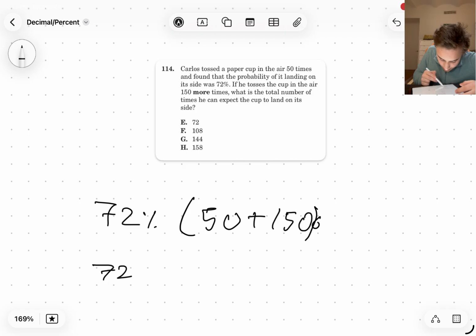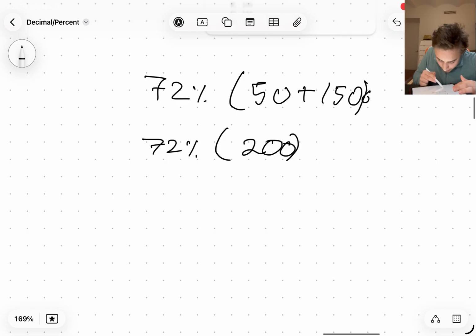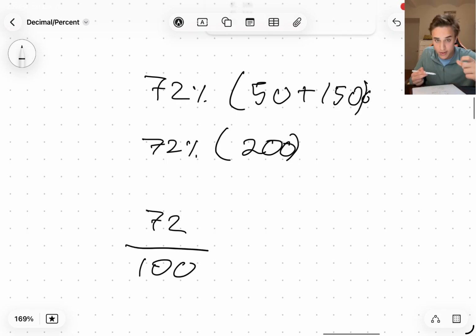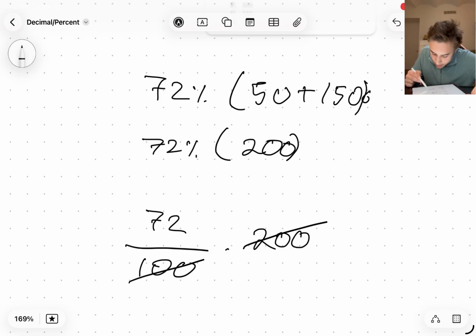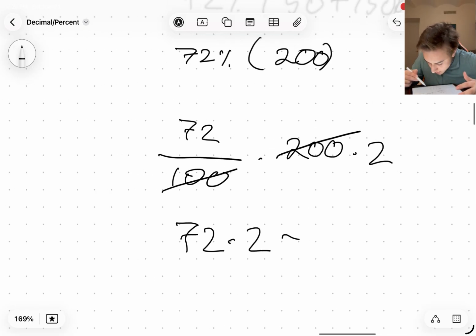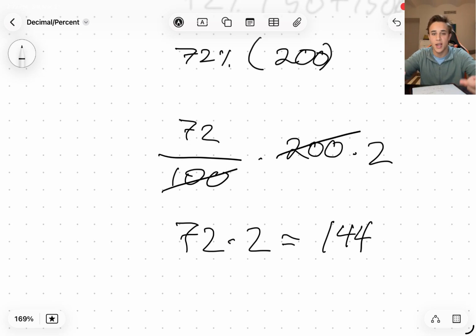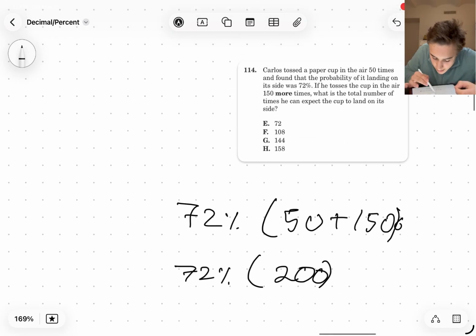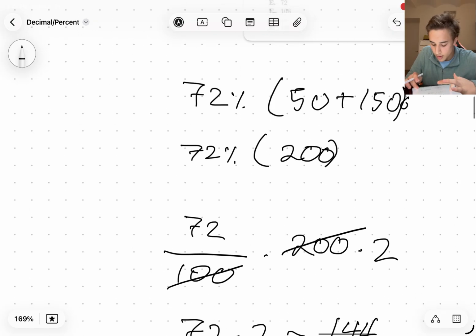So the answer would just be 72% of 200, which is just 72 over 100, because that's what 72% means, times 200. If we cancel this, we get 72 times 2 equals 144. That's the total number of times they can expect the cup to land on its side, because the probability of it landing on its side is 72%, and he tosses it a total of 200 times. So the answer would be G here, it's 144.